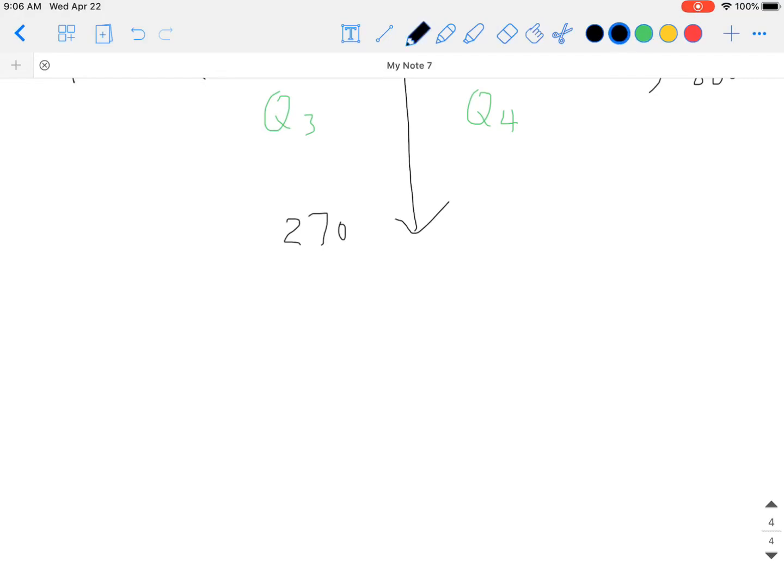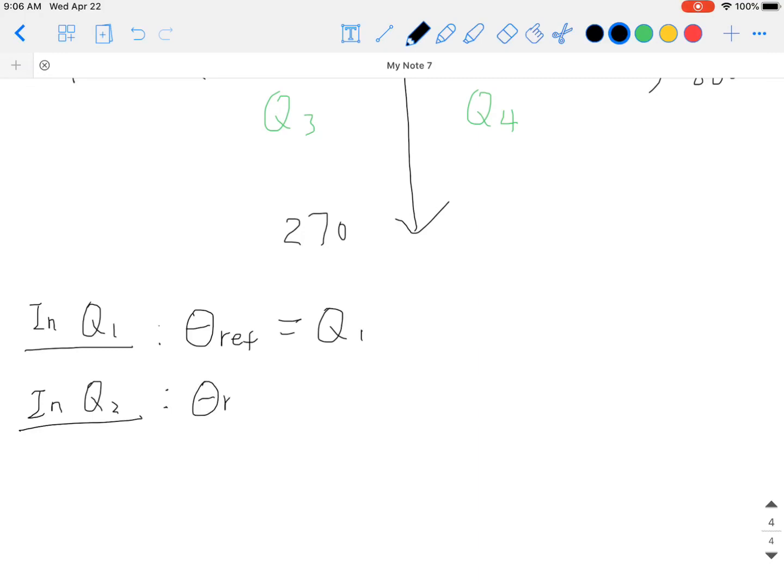The definition is the following. If the angle is in quadrant 1, in Q1, the reference angle is equal to the angle in Q1. If it is in Q2, then the reference angle is equal to 180 degrees minus the angle in Q2.